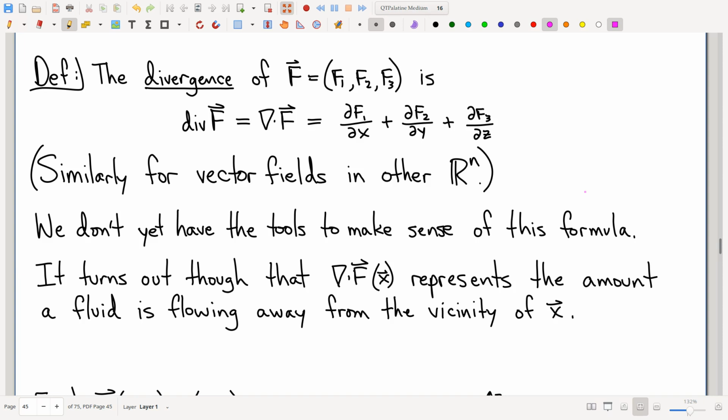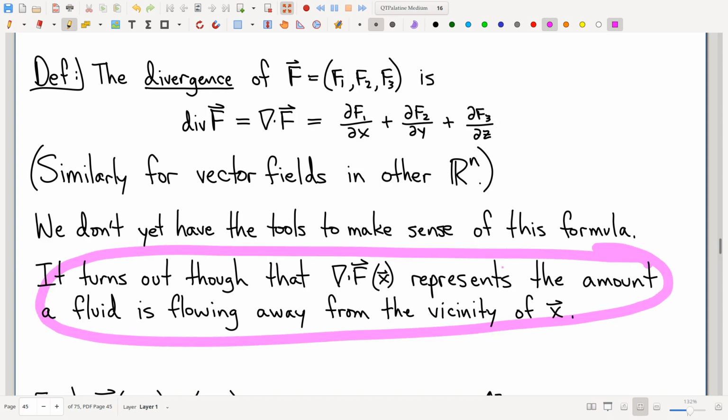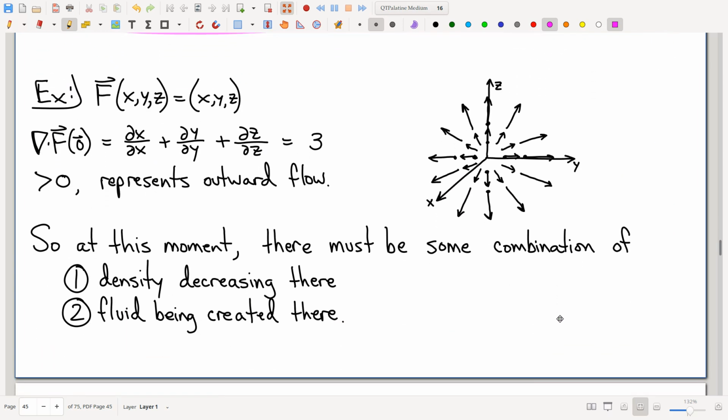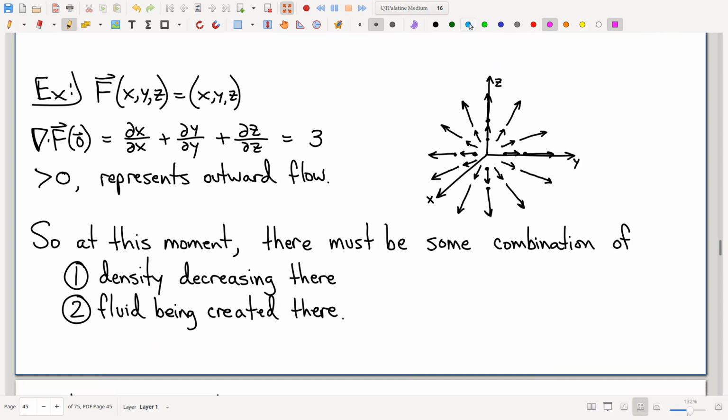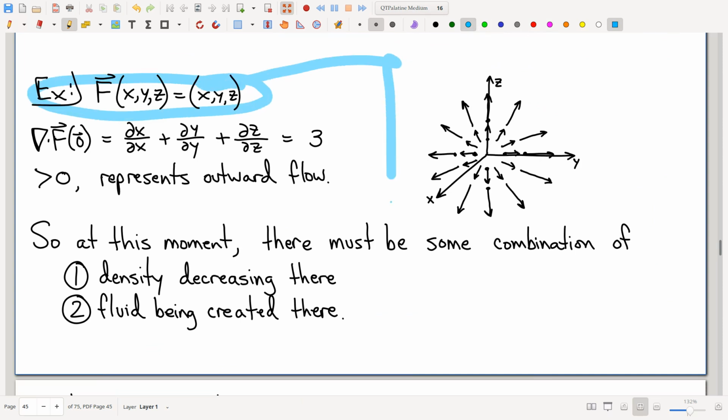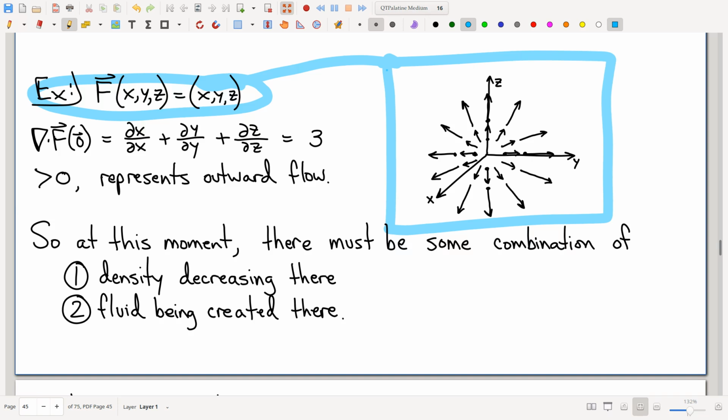What I claim, if you're willing to believe me, is that what divergence does is it measures how much the fluid is flowing away from where you've computed divergence. That's just kind of how it works. Okay, so here is an example. Here we have a vector field. That's what that vector field looks like. By the way, there's going to be a bunch of vector fields I'm going to draw pictures of. In all cases, I'm going to leave it to y'all to think through why that's what this vector field looks like. You want to make sure that you can actually do that.